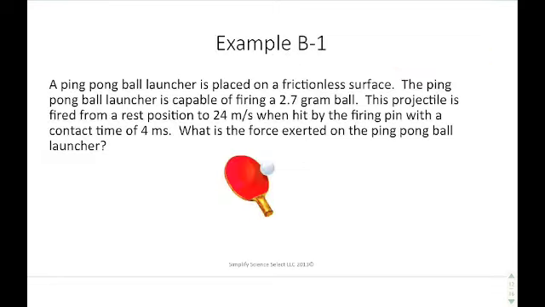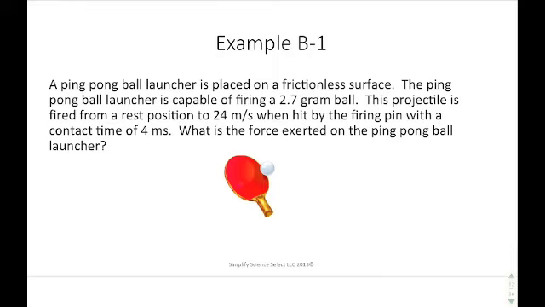So the first one says a ping pong ball launcher is launched on a frictionless surface. The ping pong ball launcher is capable of firing a 2.7-gram ball. This projectile is fired from a rest position at 24 meters per second when hit by a firing pin with a contact time of 4 milliseconds. What is the force exerted on the ping pong ball by the launcher?